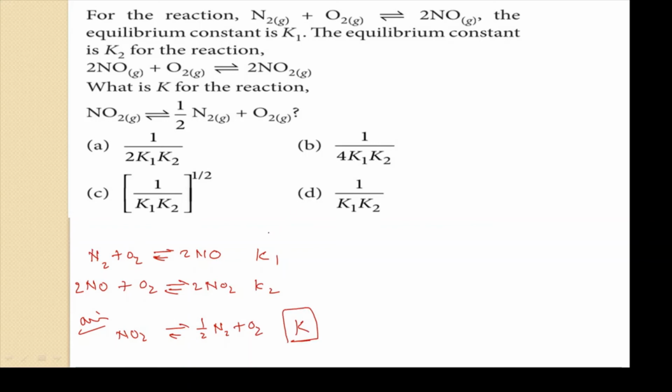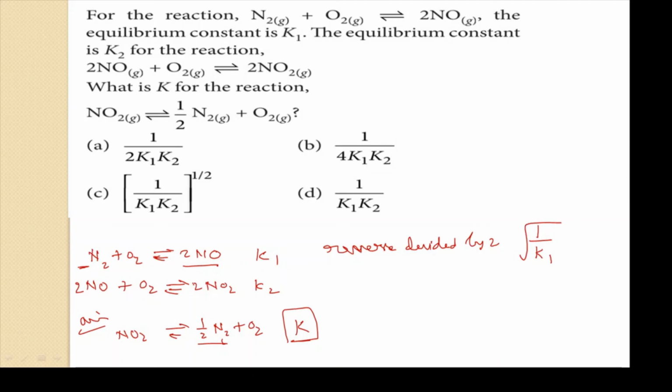So let us observe what are the changes carried out in first and second equations. Coming to the first equation, there are 2 moles of NO here and only 1 mole of N2. Here half mole of N2 is there. And moreover, nitrogen is on the reactant side, here it is on the product side. So you have to reverse the equation, as well as it should be divided by 2. So 2 changes were carried out. So the new K1 will be 1 by K1 under root.